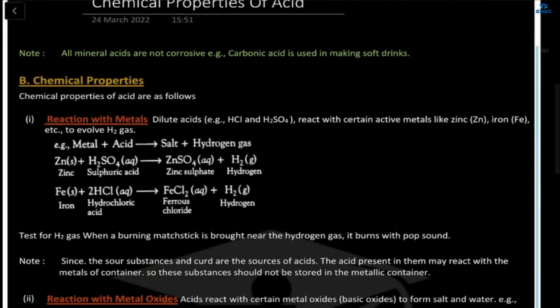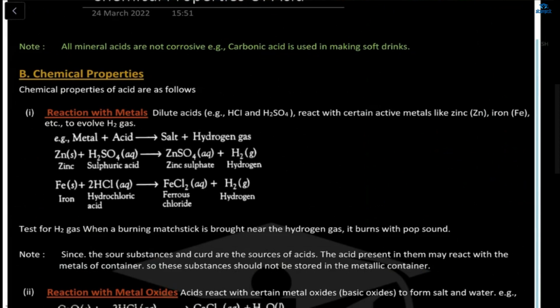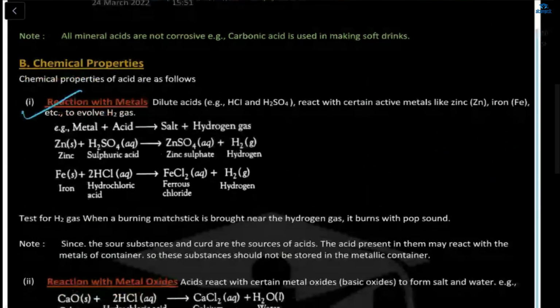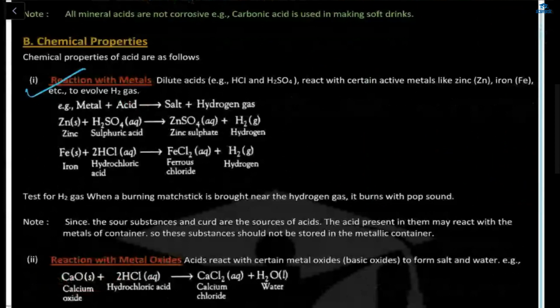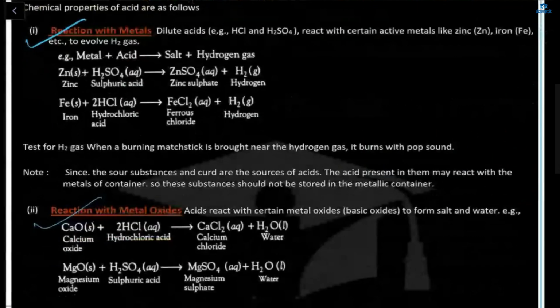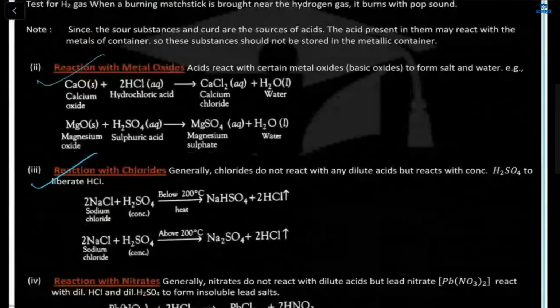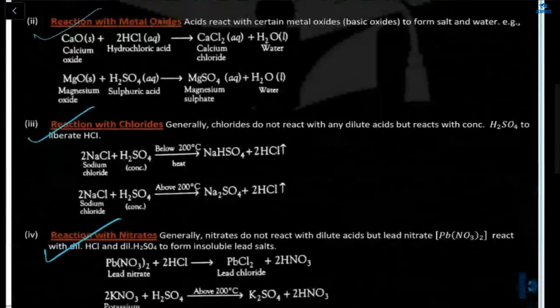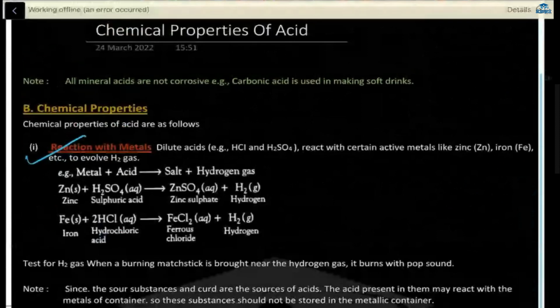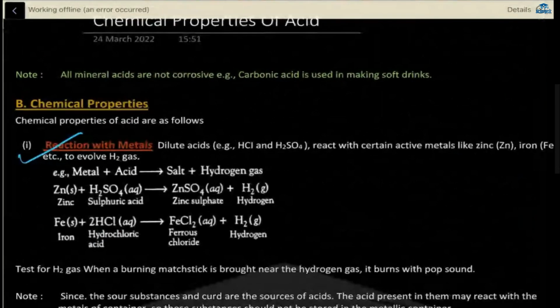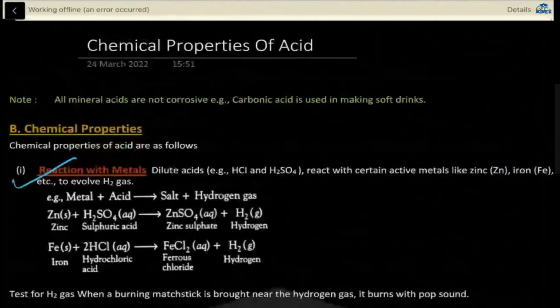See, what are the chemical properties of acids? First we will learn the reaction of acid with metal. Second, the reaction of acids with metal oxide. Third, with chlorides. Fourth, with nitrates. This chapter is full of reactions only. So don't think it's very tough. Only the reactions are.